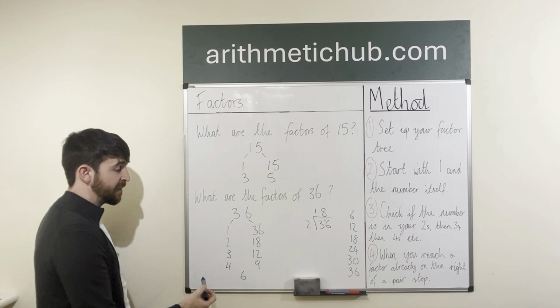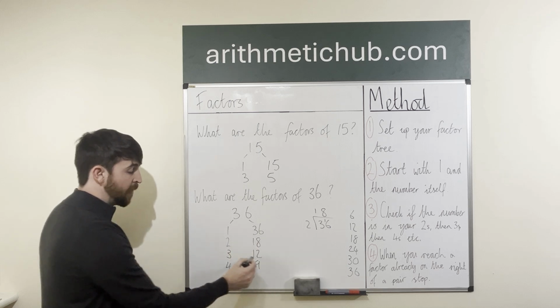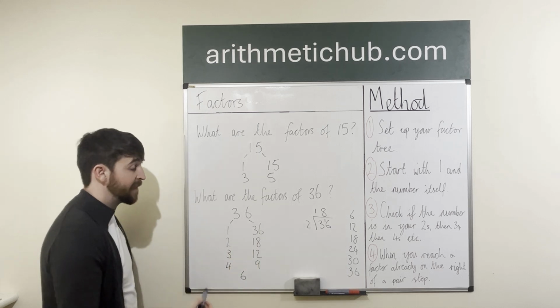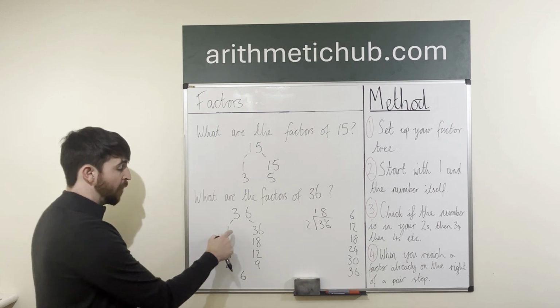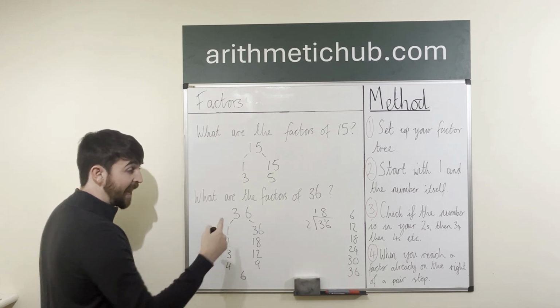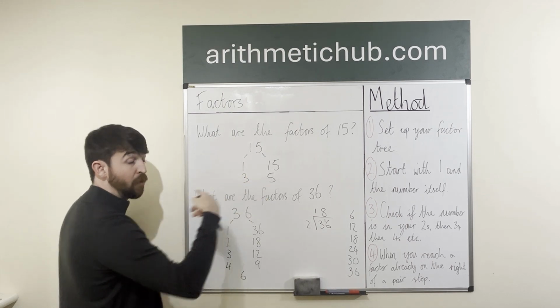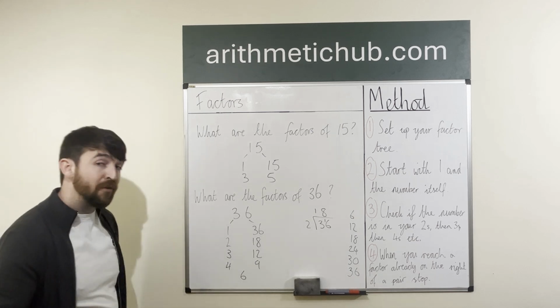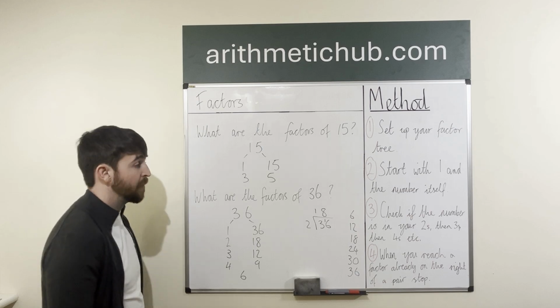So what are the factors of 36? 1 and 36, 2 and 18, 3 and 12, 4 and 9, and 6 times 6, or 6 and 6. So in total, this number would have 1, 2, 3, 4, 5, 6, 7, 8, 9 factors. Okay? Whereas this number has 1, 2, 3, 4 factors. For a number to be a prime number, it can only have 2 factors, one and itself.